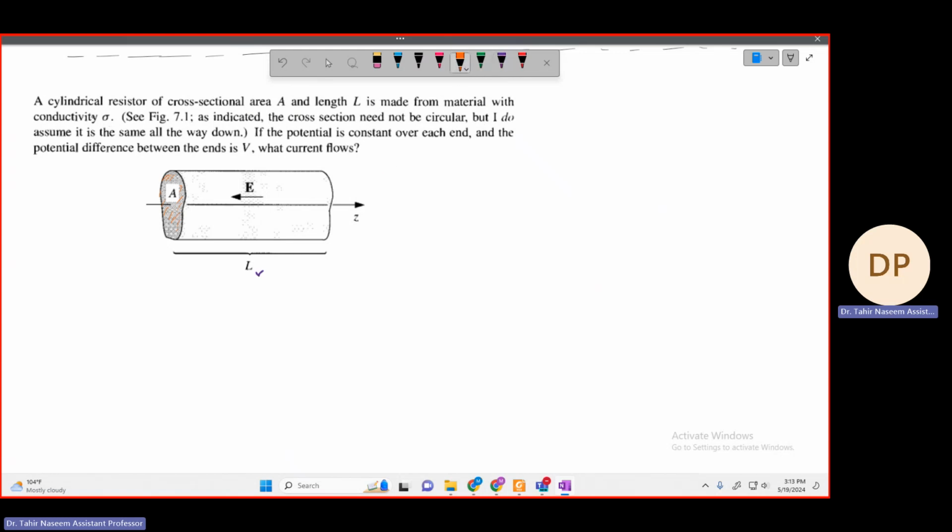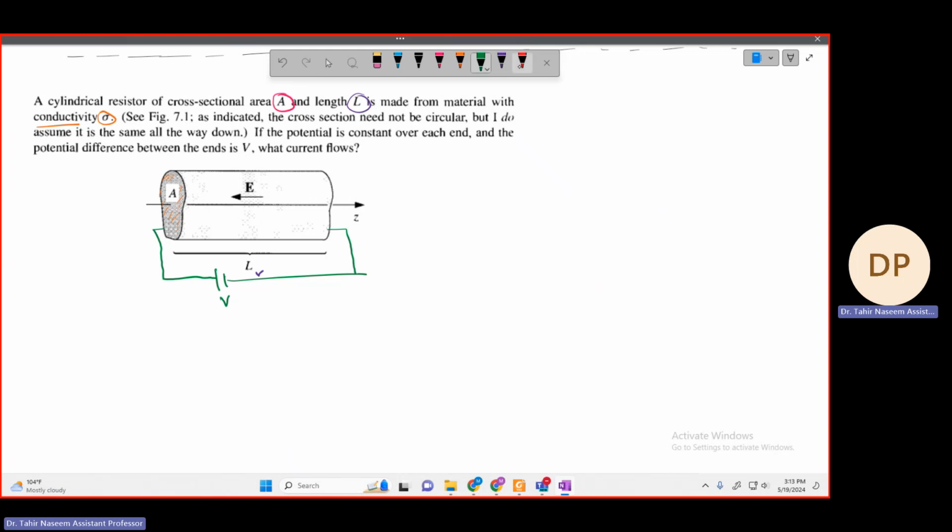So sigma, conductivity, is given. Area is given. Here is the area, and here is the length. Okay, so the potential is constant over each end, so we have applied a constant potential difference V. For example, you can imagine we have connected this material with a battery of potential, let's say V, right?